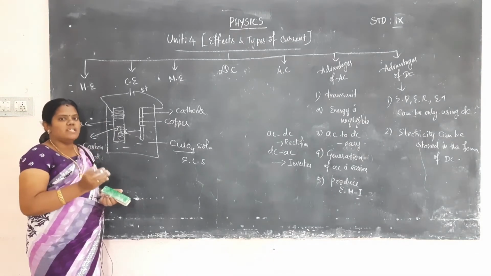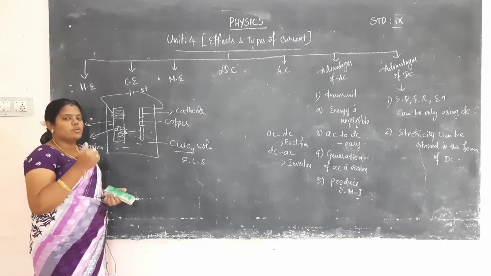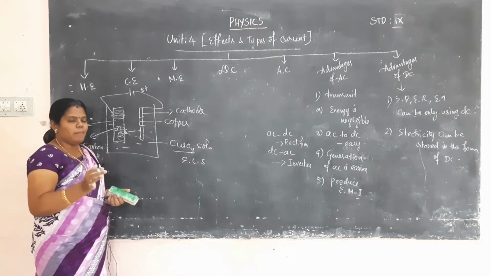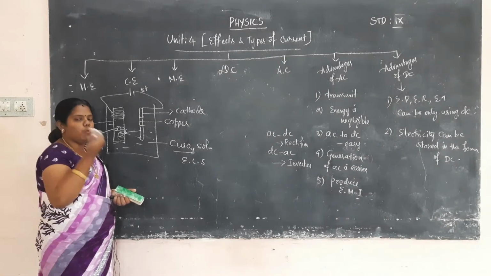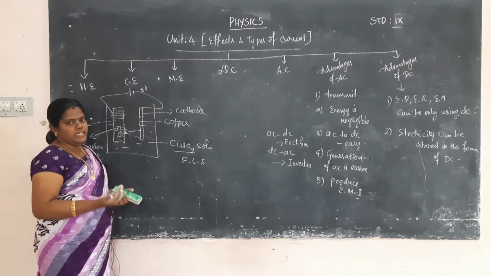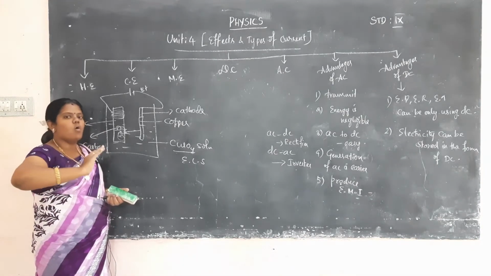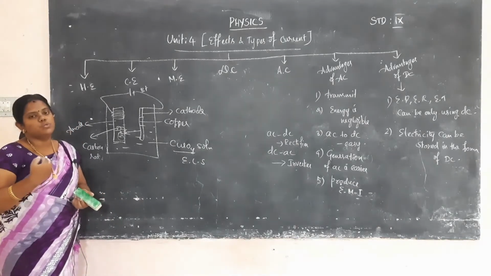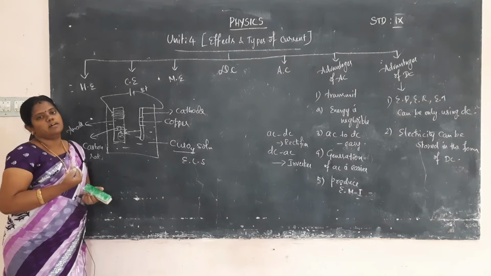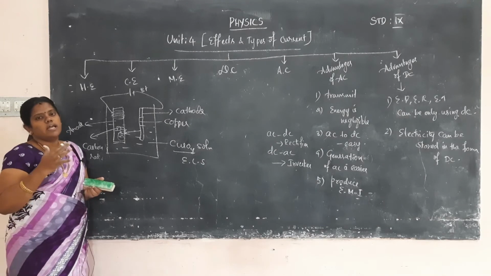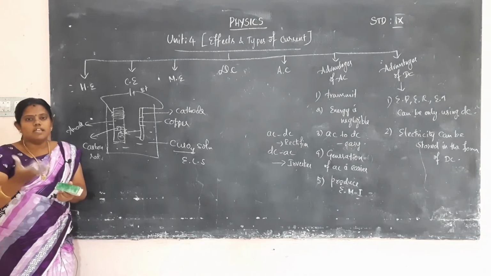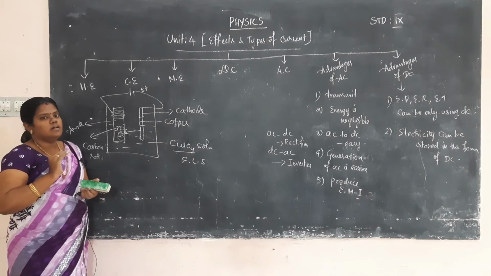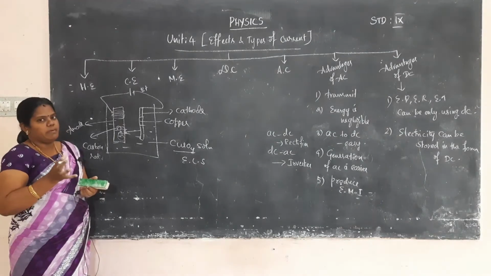This process is called electrolysis. The electrolysis process is applied in electroplating. Electroplating is nothing but plating one metal over another metal using a different metal. Electroplating is very useful to make colorful, shiny utensils, making metals look attractive.